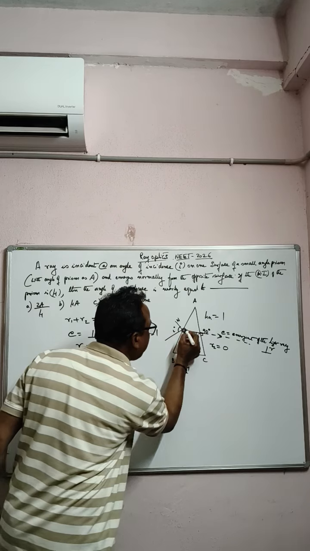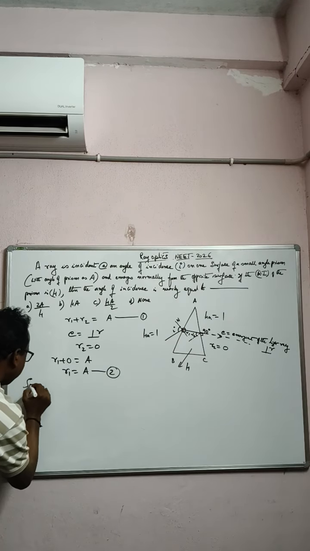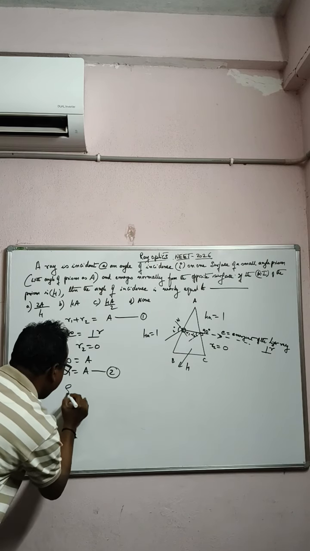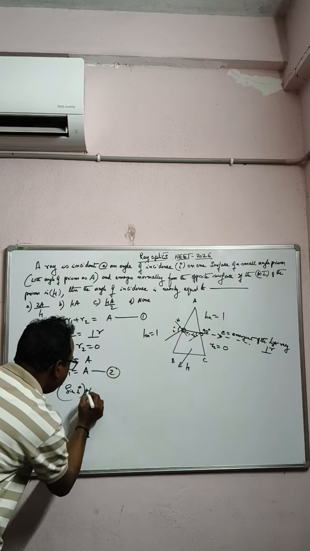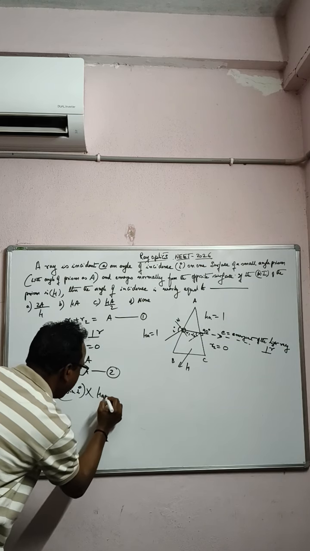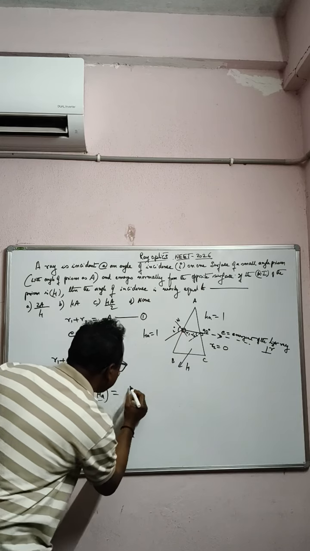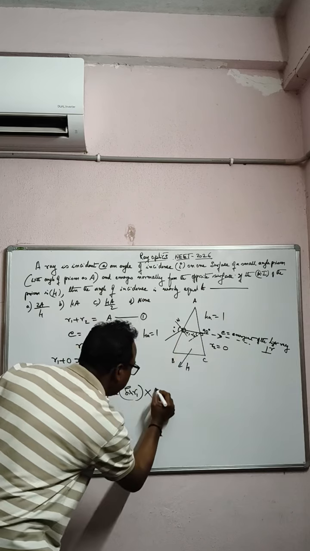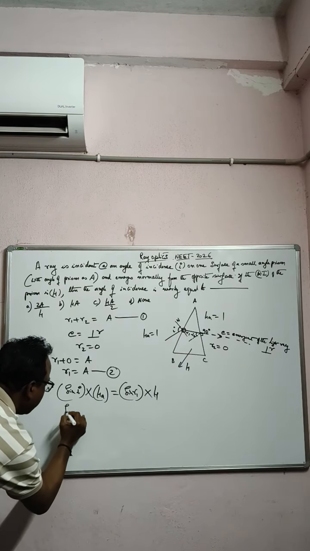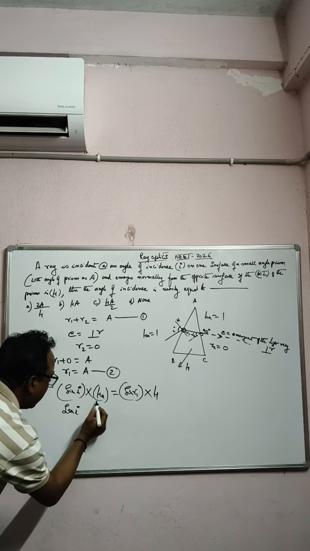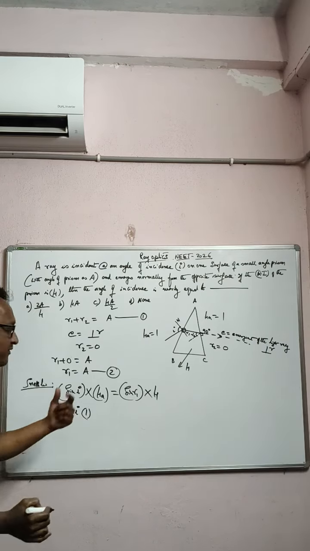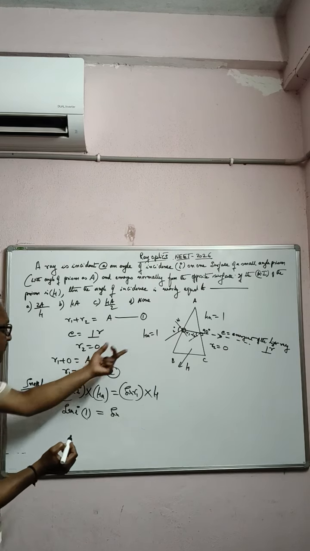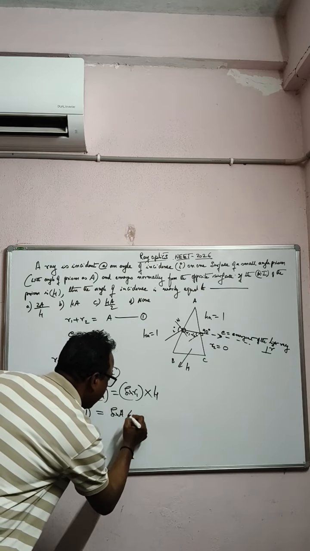Now apply Snell's law at this point for the first surface. Applying Snell's law, sin of angle of incidence into refractive index of air is equal to sin of refraction, that is sin R1, into refractive index of this medium, that is mu. Therefore sin I into 1, refractive index of air is equal to 1, is equal to sin R1. What is R1? A, from the concept. Sin A into mu.